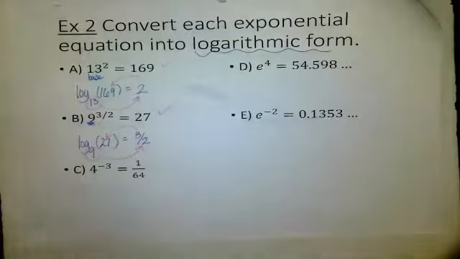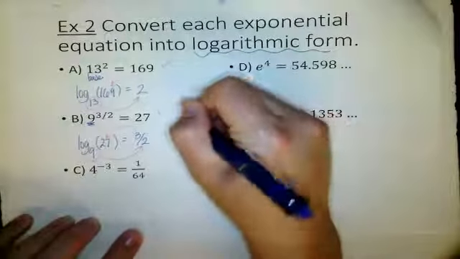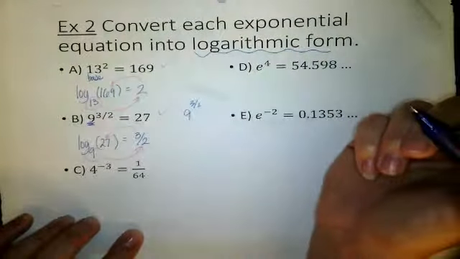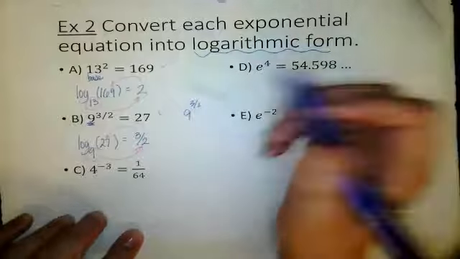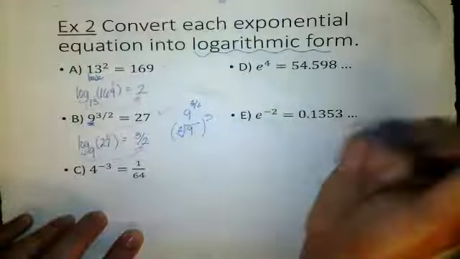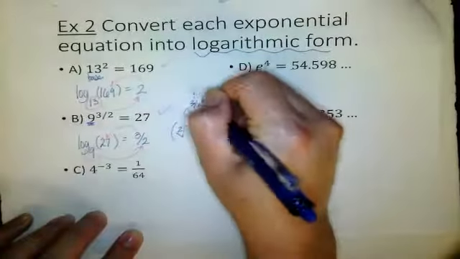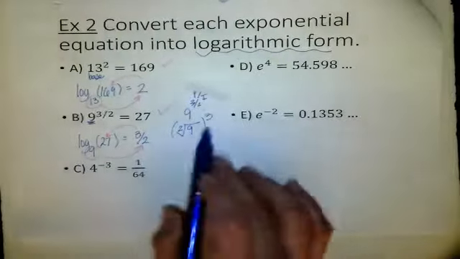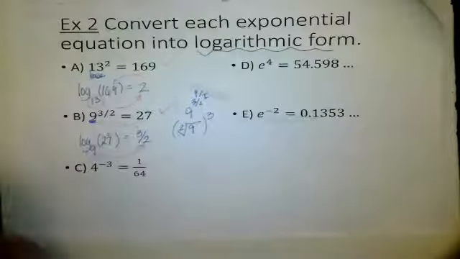Can anyone refresh my memory what 3 halves means? What is 9 to the 3 halves? Square root of 9 cubed. Power over index. Do you remember that? Power over index. All right. Square root of 9 is 3. Cubed gives you that 27. Okay. Good things to remember.